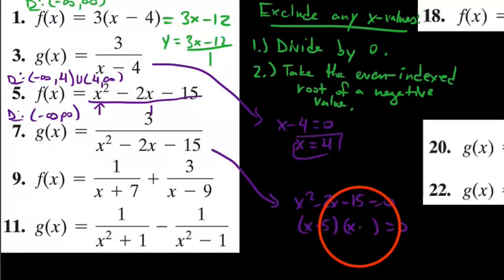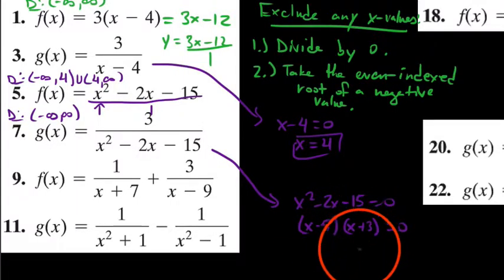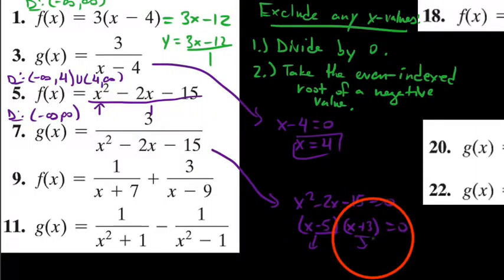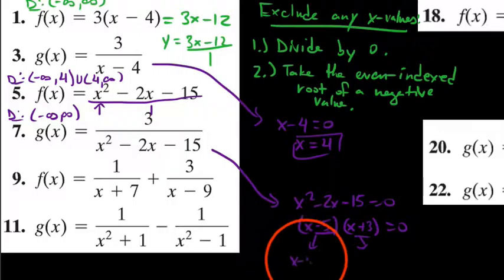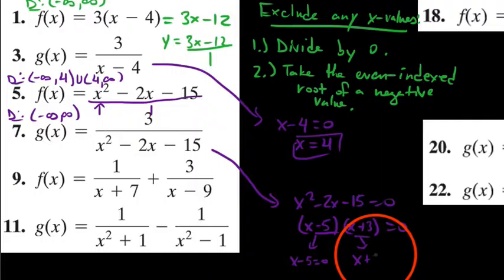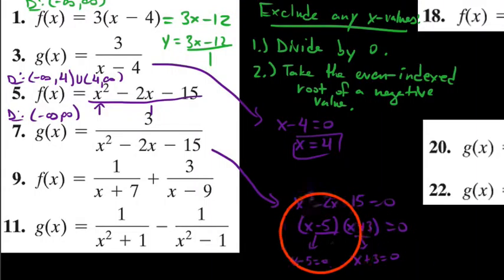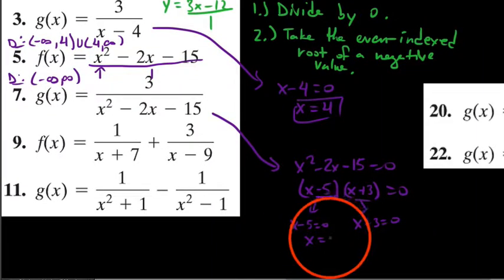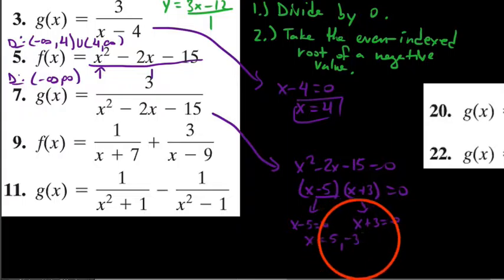So it looks to me like I get x minus 5, x plus 3. So what would cause these to be 0? Well, remember, if this times this equals 0, then we set individually each of these factors equal to 0. x minus 5 equals 0, x plus 3 equals 0. The only way that the whole expression equals 0 is if either x is equal to 5 or x is equal to negative 3.